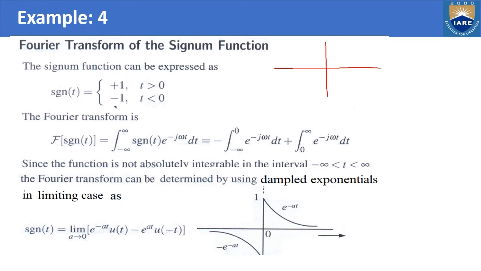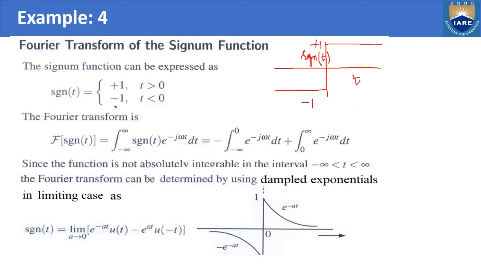Sgn of t means whenever t is positive, I will get plus 1, and whenever t is negative, I will get minus 1. So this is plus 1, this is minus 1. This is nothing but your Signum function, represented by sgn, which we have already discussed in the first module. So this is what you have.